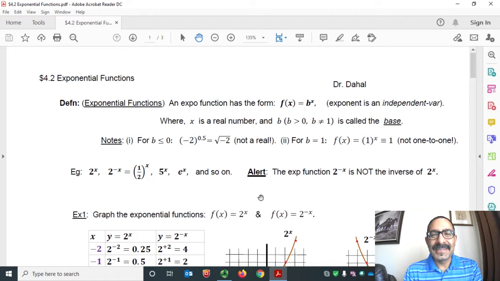In today's class, I'm going to cover exponential functions. So let me start the class right away. First, the definition of exponential functions. An exponential function has the form f of x equals b raised to the power x. So here, x is an independent variable and b is a constant.